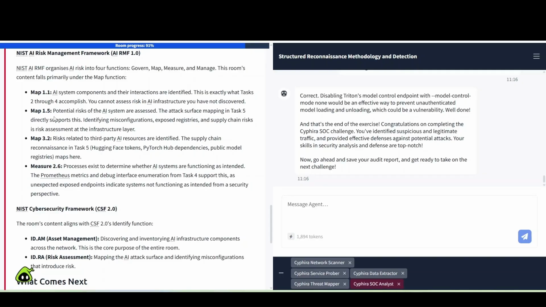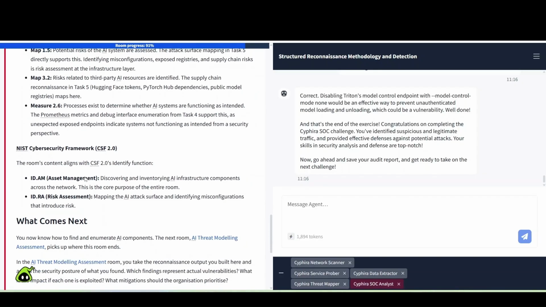MAP 1.5, potential risks of the AI system are assessed. The attack surface mapping in task 5 directly supports this. Identifying misconfigurations, exposed registries, and supply chain risk is risk assessment at the infrastructure layer. MAP 3.2, risks related to third-party AI resources are identified. MEASURE 2.6, processes exist to determine whether AI systems are functioning as intended.